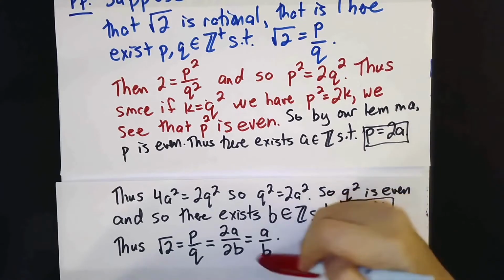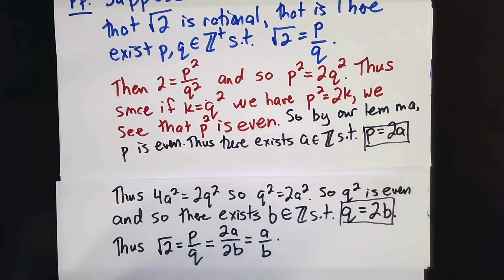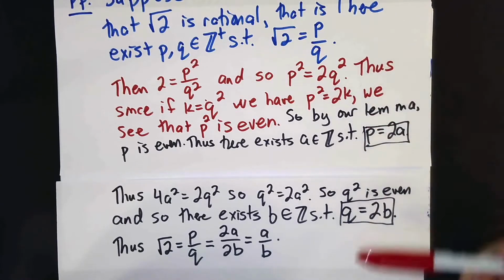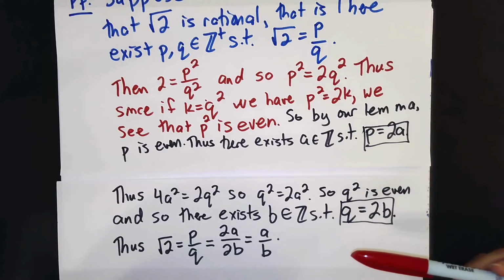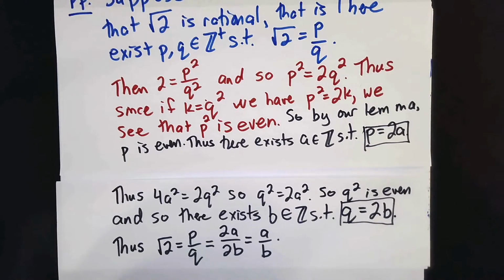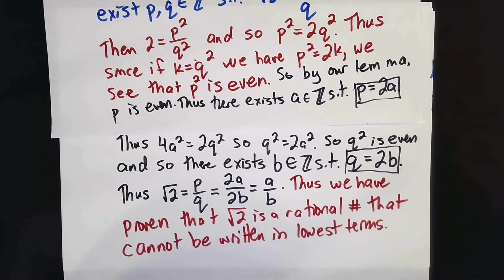You could keep writing this in quote-unquote lower and lower terms. Namely, you keep canceling a 2 from the numerator and the denominator, hoping that you'll eventually cancel all of the 2's, but this proof shows you'll never cancel all of the 2's from the numerator and denominator of this fraction. Thus, we've proven that square root of 2 is a rational number that cannot be written in lowest terms. But all rational numbers can be written in lowest terms. So this is a contradiction.